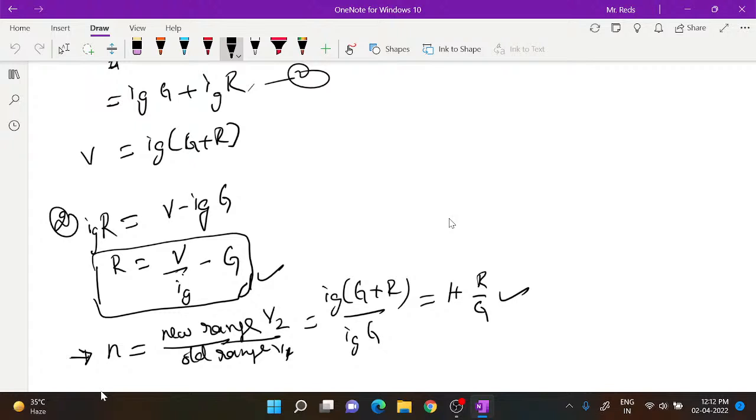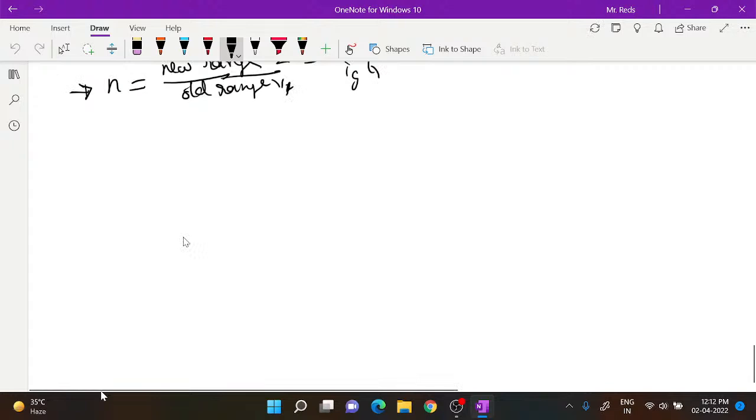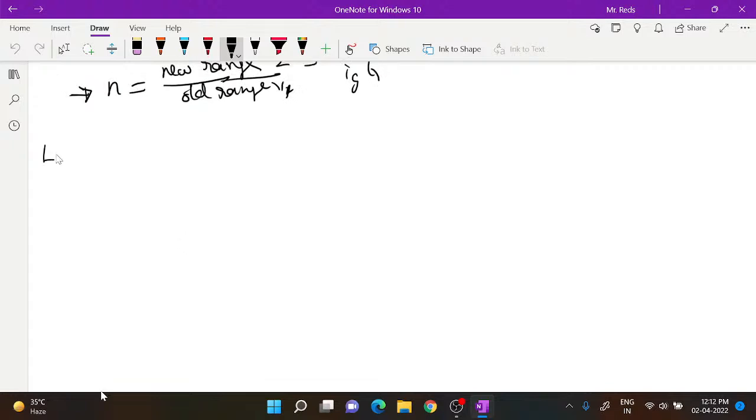That is level 1 exercise 1. The question is question number 47. A galvanometer has a resistance of G equal to 400 ohm. What should be the value of shunt so that its sensitivity is reduced by 1 by 50 times?